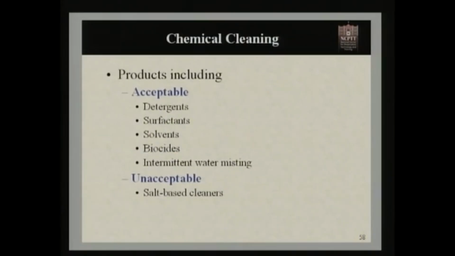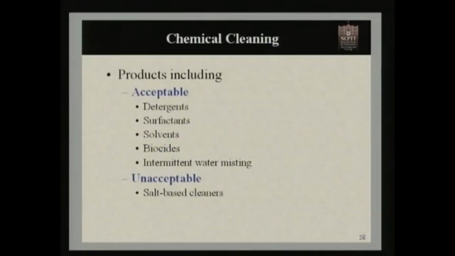And acceptable types would be detergents. Now, this isn't your dish detergent. This isn't your laundry detergent. Those a lot of times contain phosphates and salts, and these are things that have negative effects on porous stone. We're looking at mild, gentle, non-ionic detergents, and we'll cover that more in a minute. We're also looking at cleaners that contain a surfactant, ones that contain solvents, ones that contain biocides. We mentioned that earlier. We'll talk more about that again. And also intermittent water misting is a good, acceptable cleaning method, and just water in general.